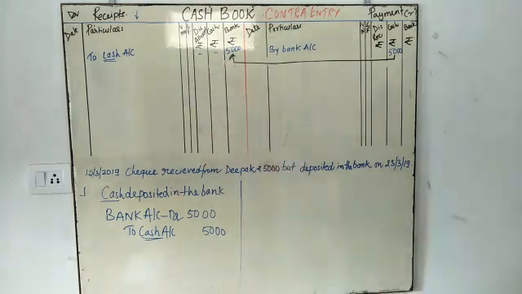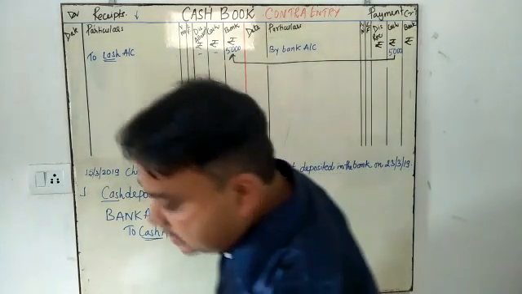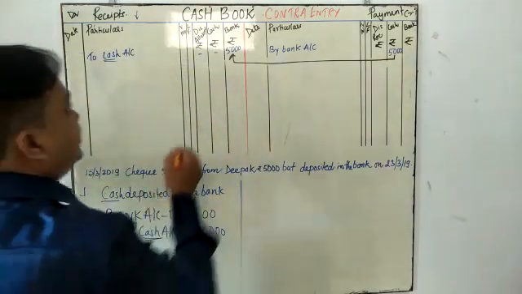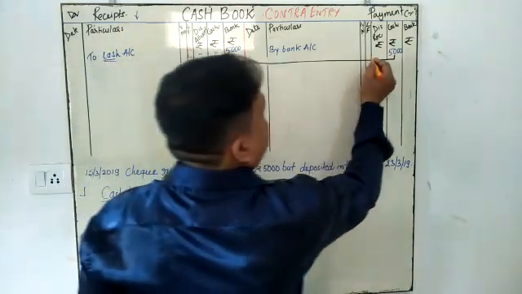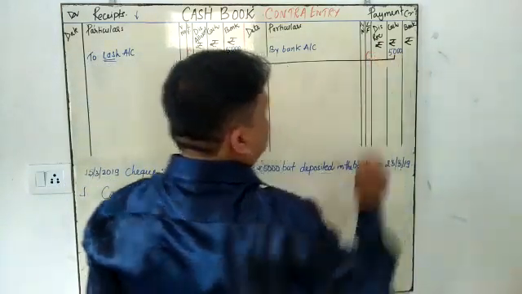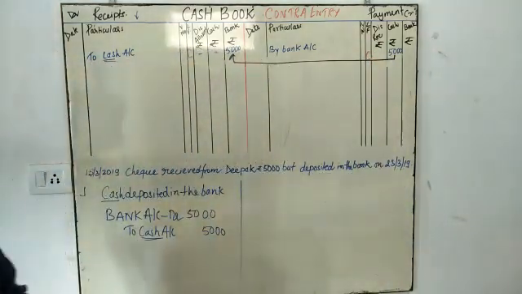That is why in the ledger folio column we have to show that it is a contra entry. So a capital C is going to be maintained. Capital C is going to be maintained. That is contra entry. It is the first example.